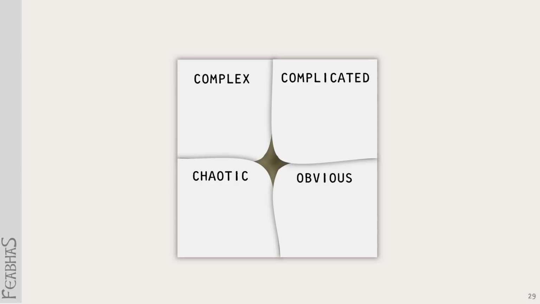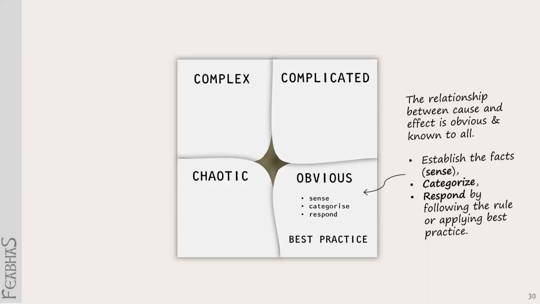Let's start down in the bottom right-hand corner with obvious projects. With an obvious project, it is well known the relationship between cause and effect. This is a well-known thing. All we need to do is work out what this particular problem is, categorize it, and then apply the best practice for that particular problem domain. Really, we're talking about projects where the solution domain and the problem domain are full of known knowns. There are very few unknown unknowns in there, a very low second order ignorance project.